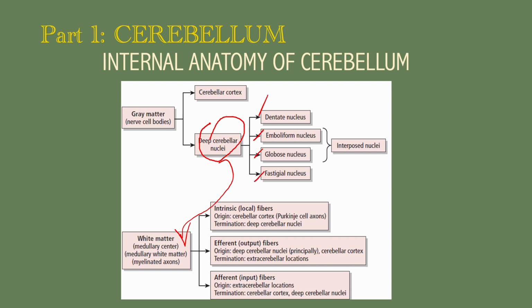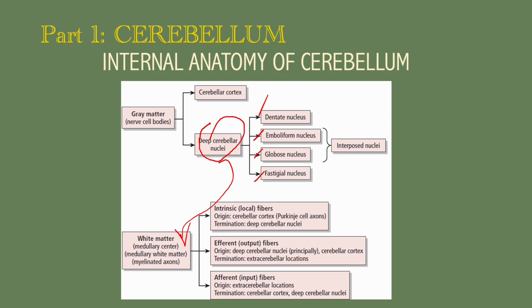Now, your emboliform and your globose are also known as your interposed nuclei. Kanina nabanggit natin siya with your intermediate division, vertical division. So that is your interposed nuclei. Again, it's your emboliform and your globose nucleus. Now, for the white matter, this is divided into three.